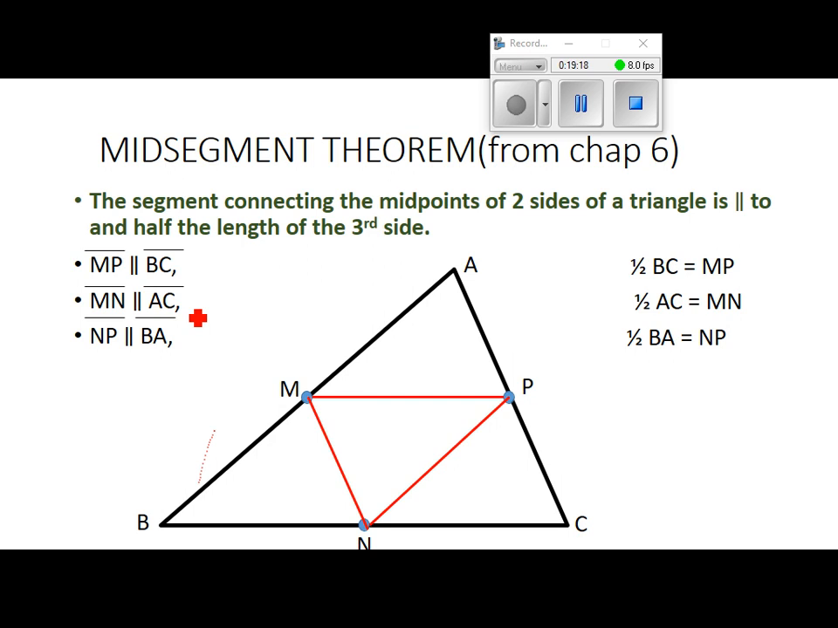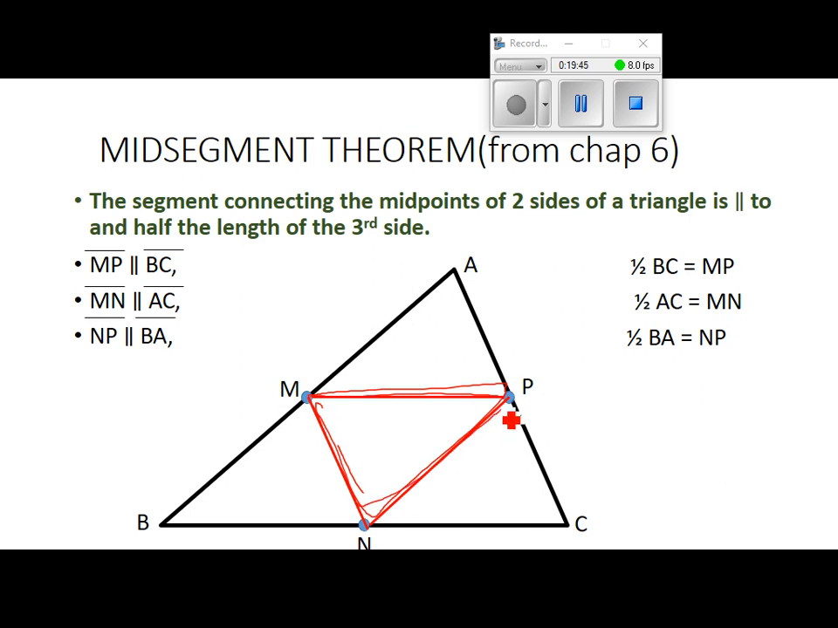This theorem says the segment connecting the midpoints of two sides of a triangle is parallel to and half the length of the third side. I know it's sort of hard to look at it the way I have it drawn there, because I have all three of these mid segments drawn in there. And this triangle is actually called the mid segment triangle.